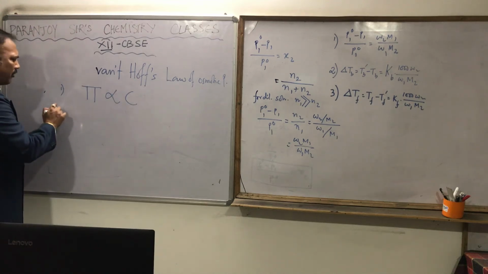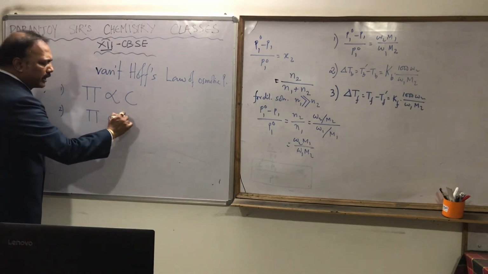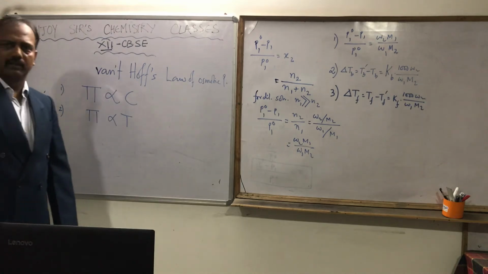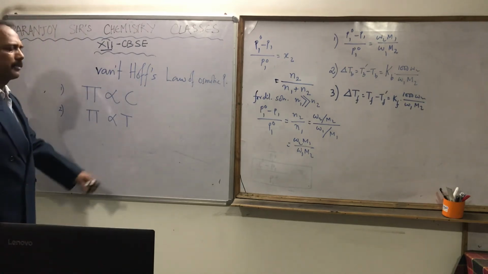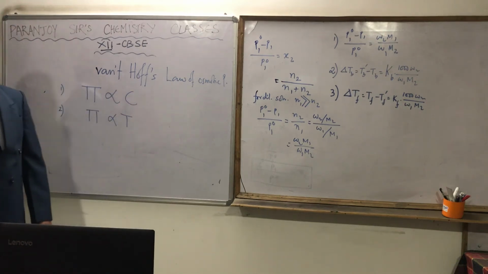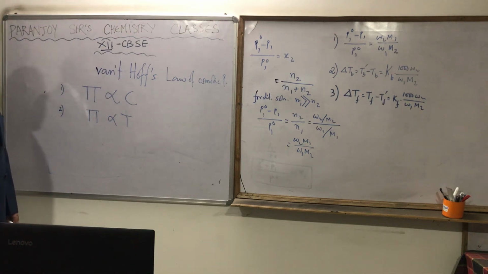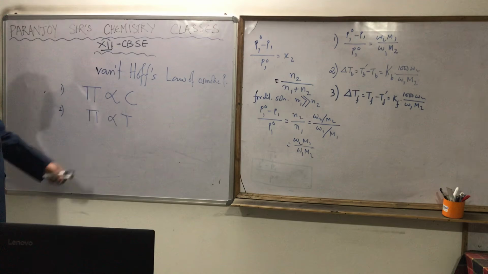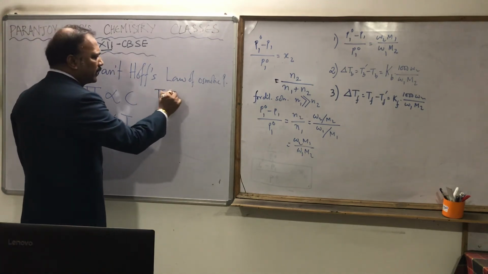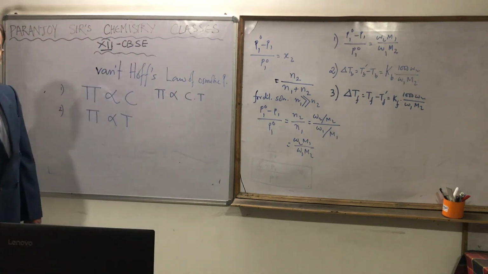The second Van 't Hoff law says that the osmotic pressure is directly proportional to the temperature of the solution in Kelvin. These are the two laws of Van 't Hoff of osmotic pressure, which he found after performing a lot of experiments with a huge number of solutions. Now, if we combine these two laws, we get pi directly proportional to C into T when both are varying.